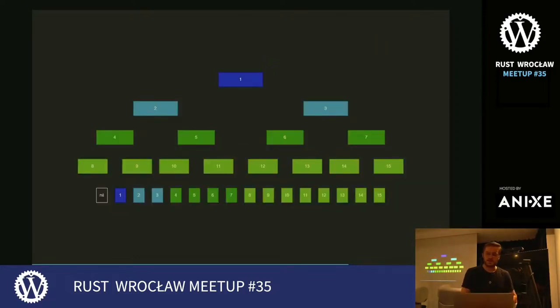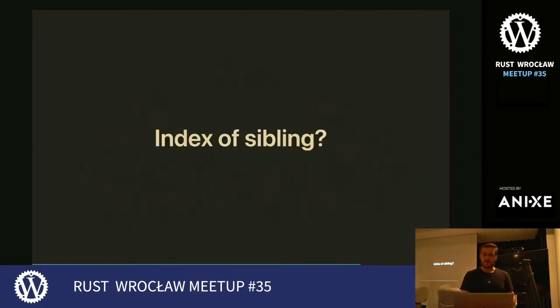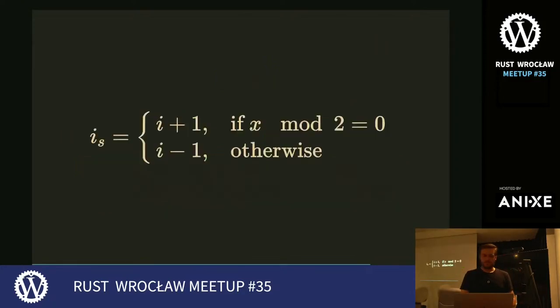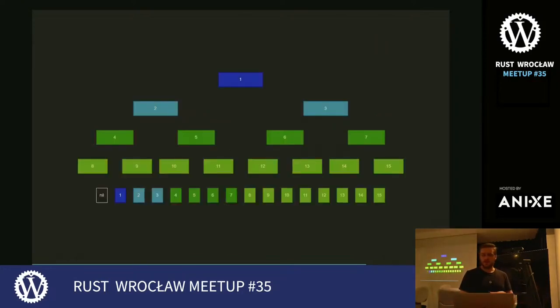Any thoughts, any ideas? Yeah, exactly. It's floor of index divided by 2. Index of sibling, I want you to pay attention to evenness and oddness of the numbers here. Do you see a pattern? If the given index is even, then my sibling is my index plus 1. Otherwise, it's minus 1, right? You can see it clearly here. 4 is even, my sibling is 4 plus 1, 5. 5 is odd, my sibling is 5 minus 1, 4.